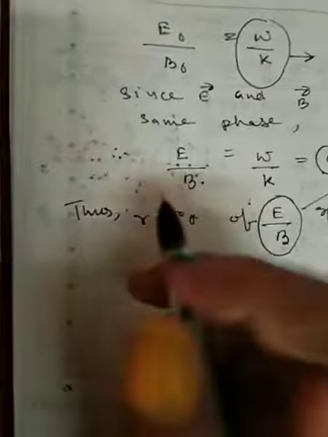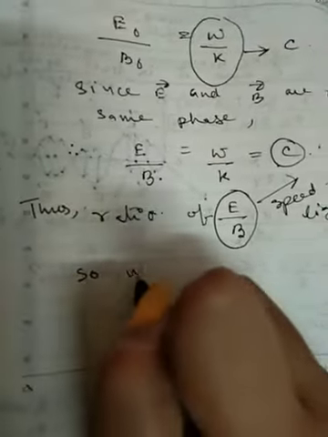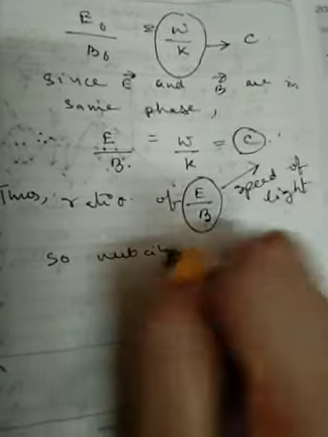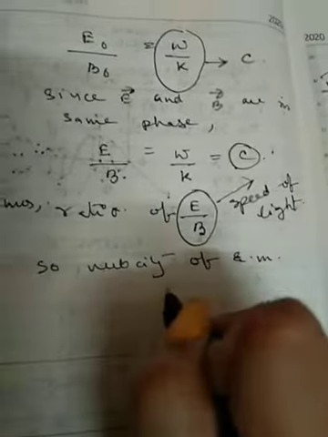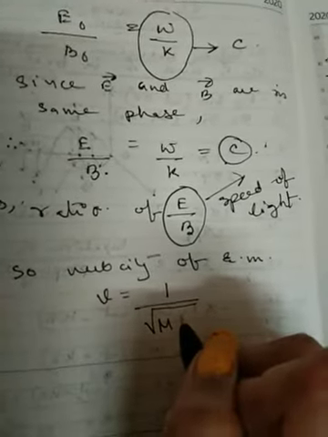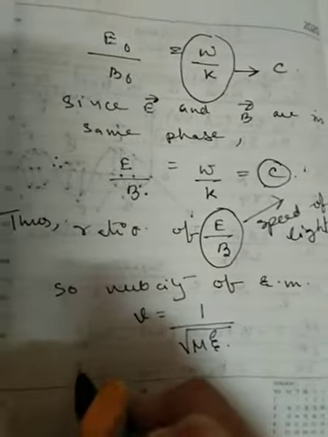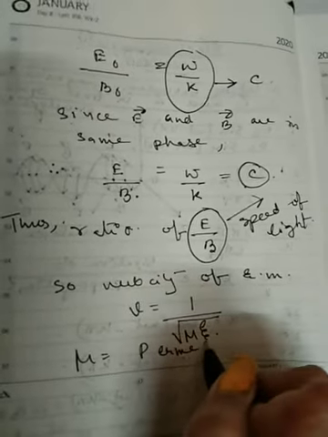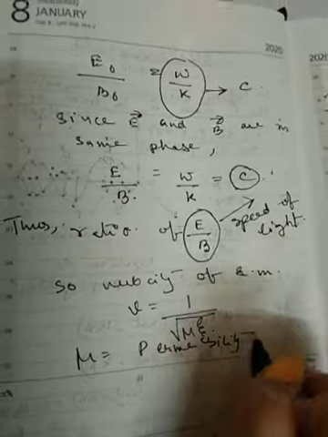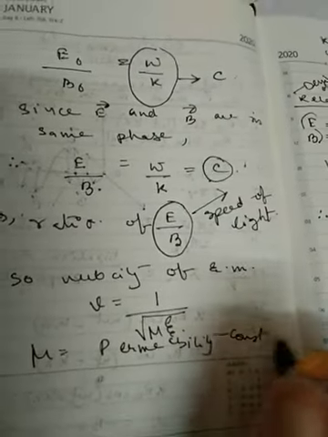So the velocity of the electromagnetic wave is given by V is equal to 1 by root over mu epsilon, where mu is the permeability constant and epsilon is the permittivity constant.